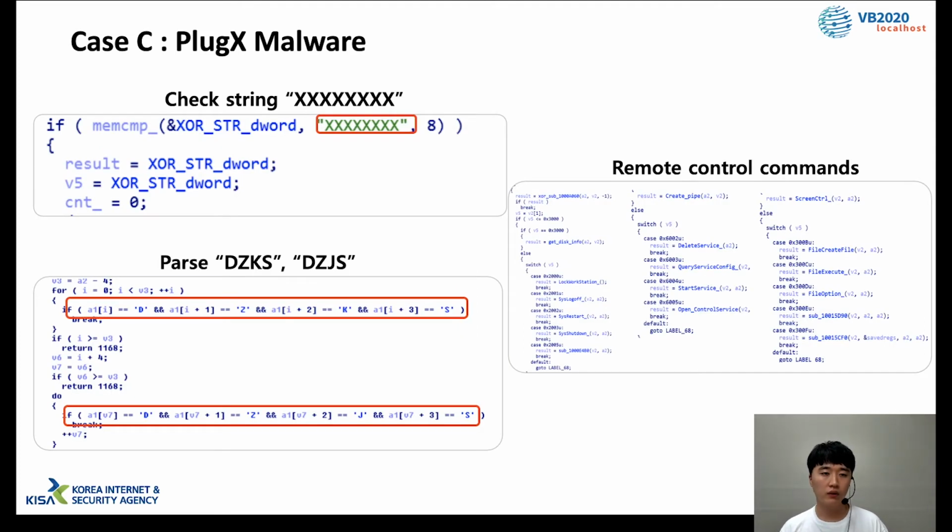We confirm the attacker also used PlugX. This malware finds a specific character string to parse the CNC server address in the same way as previously explained in case B. Then it controls the system and steals information using commands.